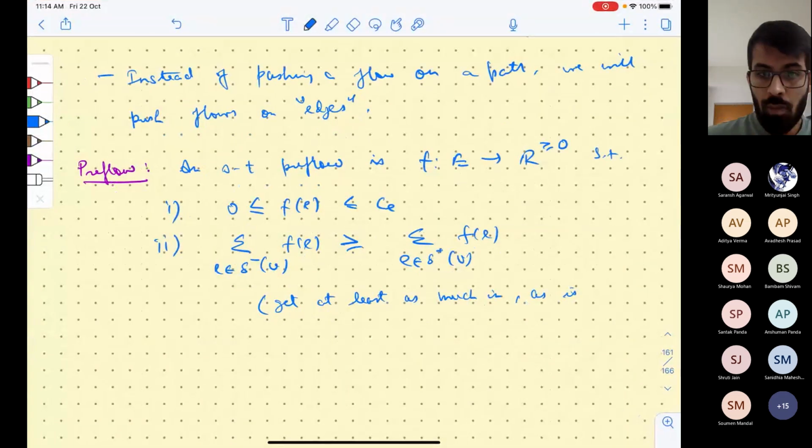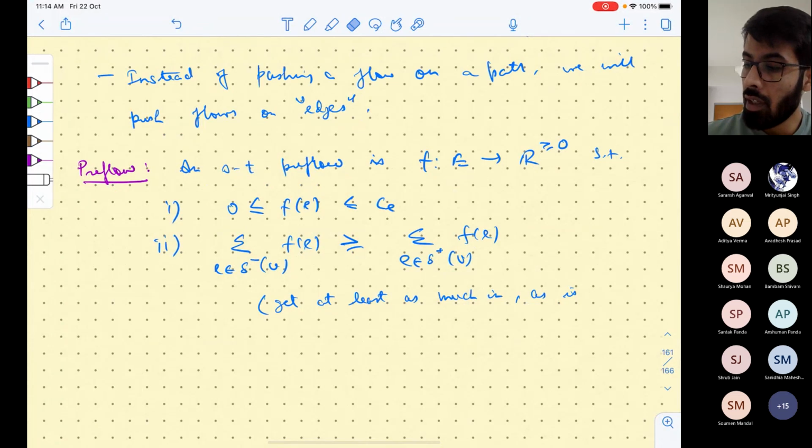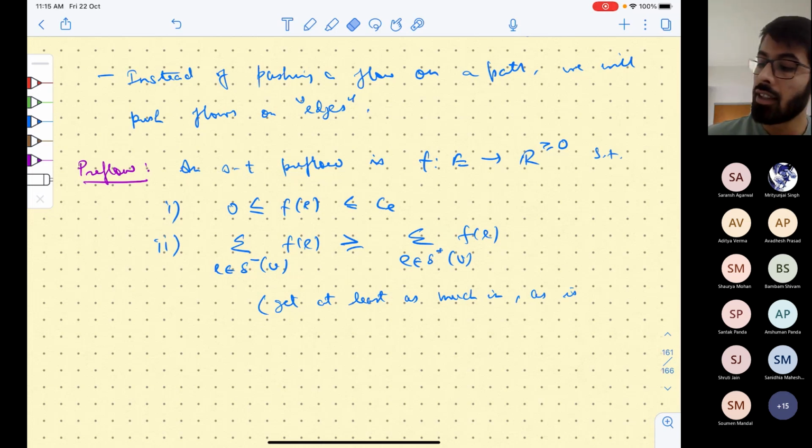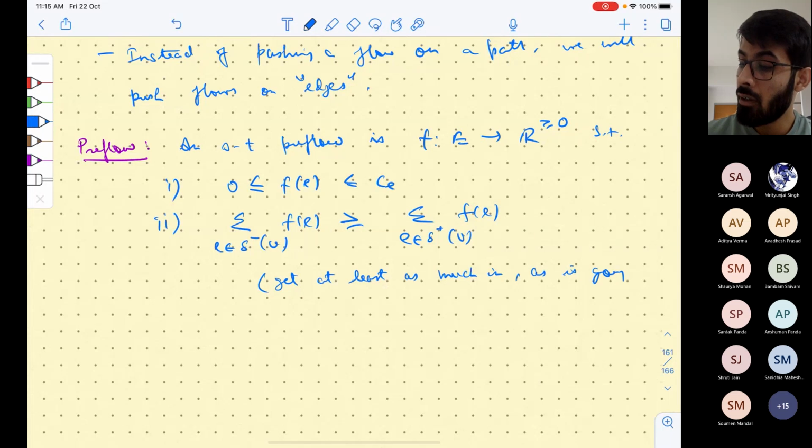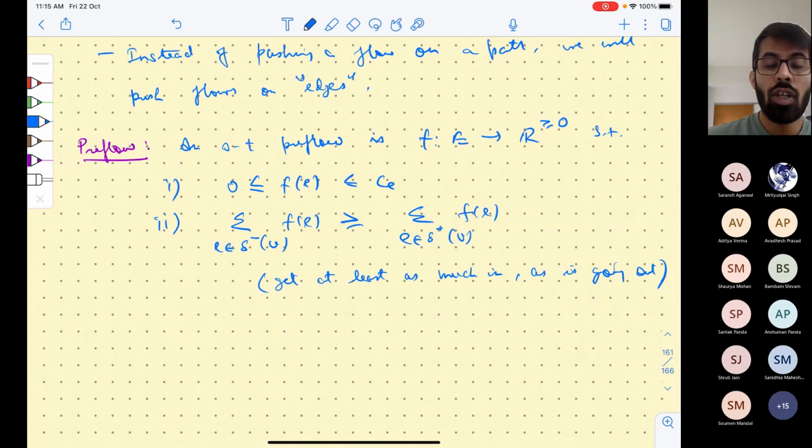Hopefully. Okay, good. So what I was saying is that the first is the normal capacity constraint, which is that the pre-flow value is at most the capacity. And the second constraint is that the flow that is coming in is at least the flow that is coming out. So we get at least as much in as is going out. This should tell you that the flow conservation constraint we had is not what we are going to have here. So it is not going to be that this F is always a flow.